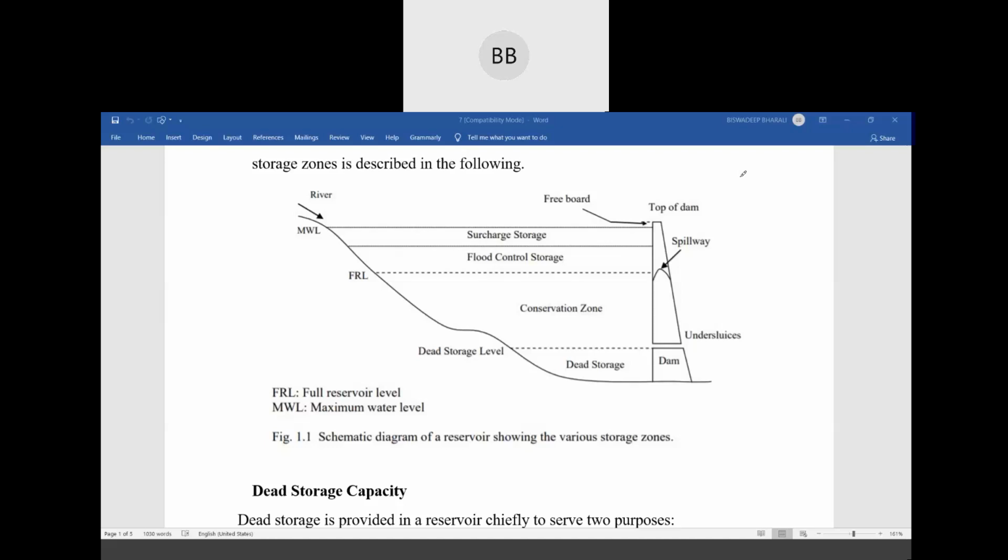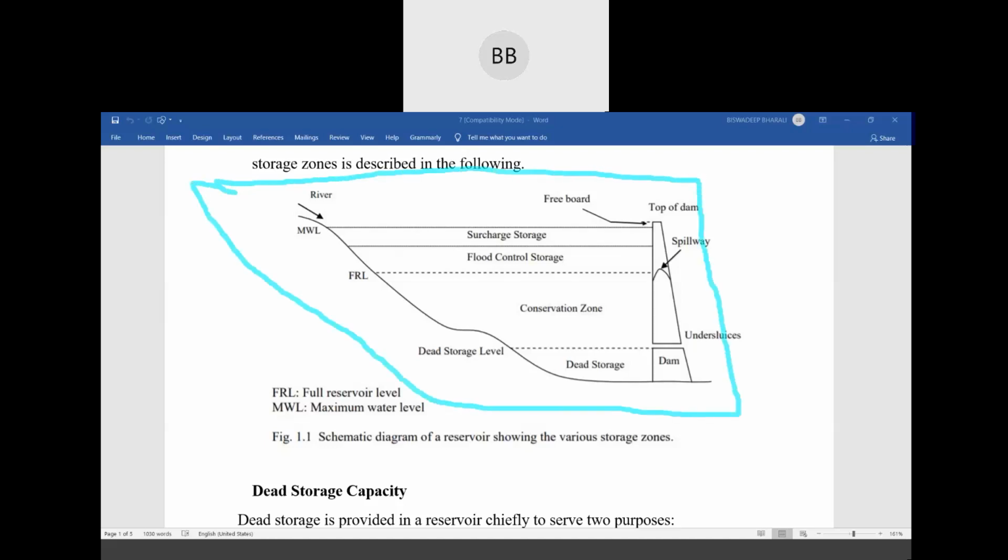Okay. So, in the last class, we were discussing the mass curve to find out the reservoir capacity. This is a line diagram of a reservoir where the water is flowing from upstream. This is a river, and then we have constructed an obstruction. It's called a dam.